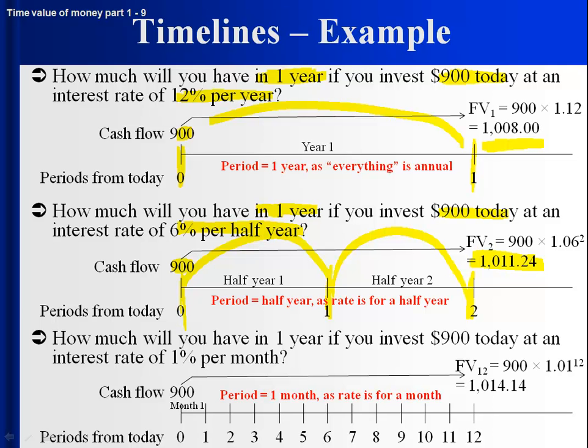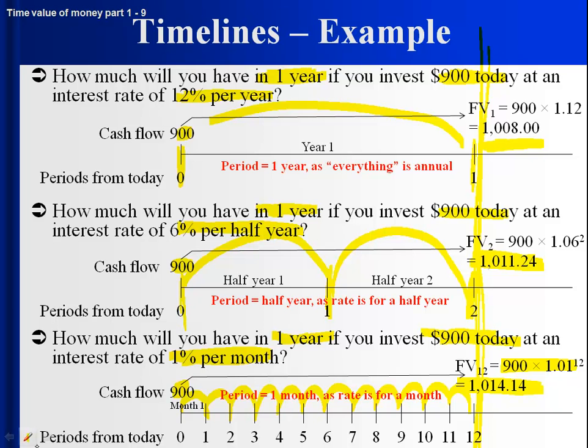And again, here we have another case, which is $900 today. How much will we have in a year? At 1% per month, which again, as we'll see, can also be stated as 12% per year with some additional things. But here, we're basically putting in $900, and then a month later we'll have 1.01 times that, times 1.01, times 1.01, and we'll do that 12 months. We have a rate for a month, and that's why the periods are a month. So how much would we have? 900 times 1.01 to the 12th, $1,014.14.